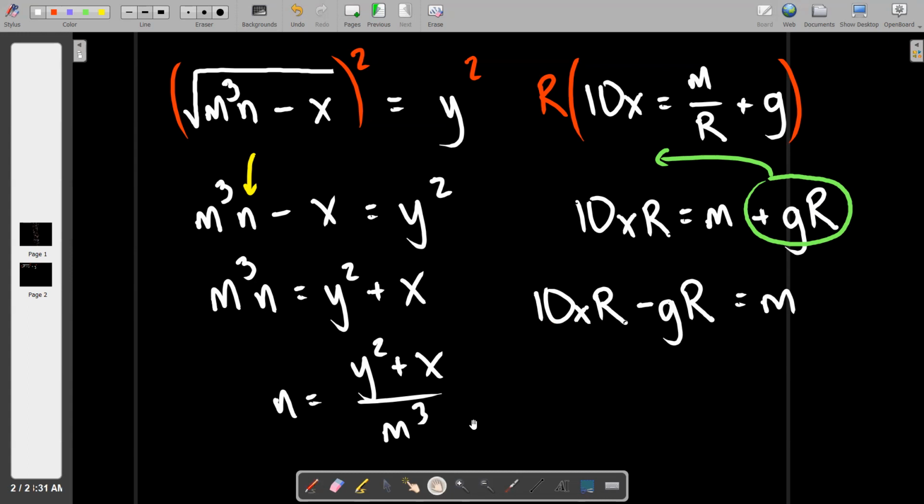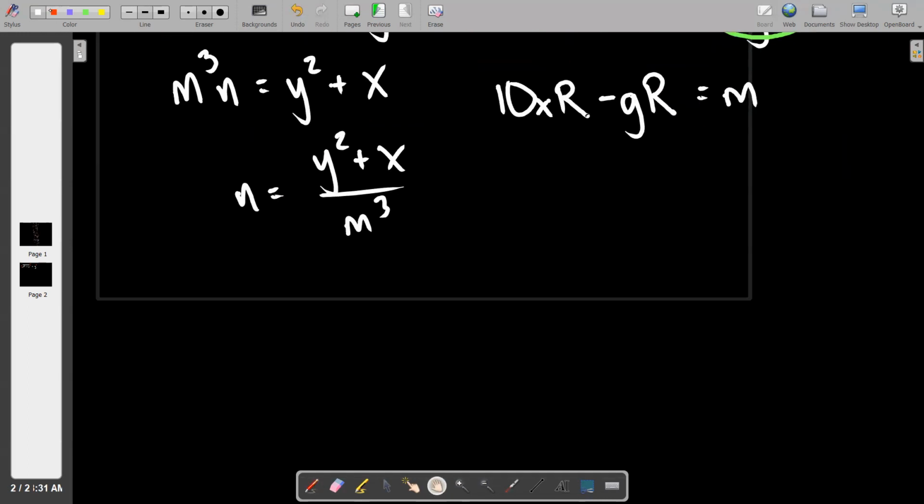It's the F word, factor, factor, factor. So we want that R and that R to come out together as a copy. So we pull the R out front and we're left with 10x's minus g.